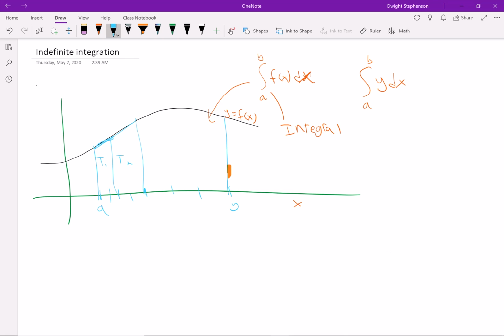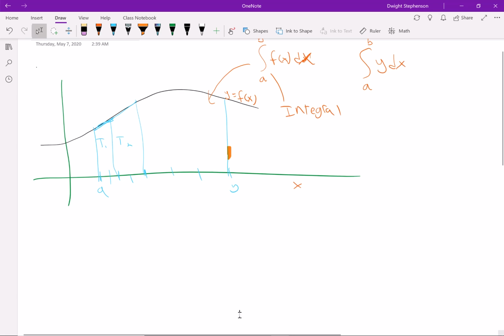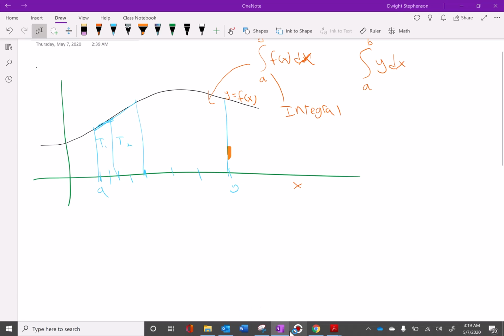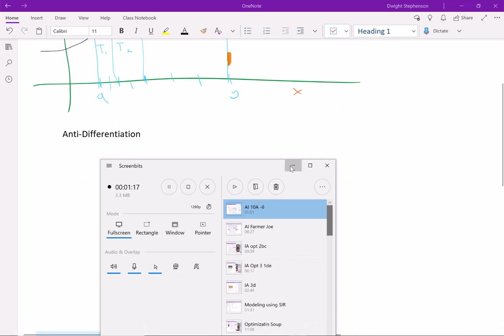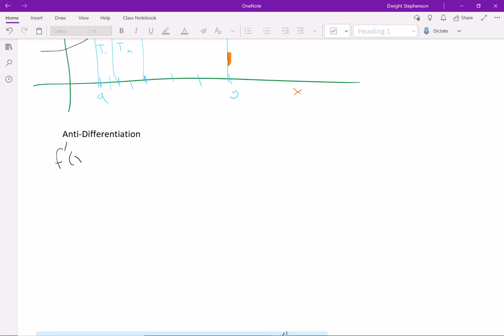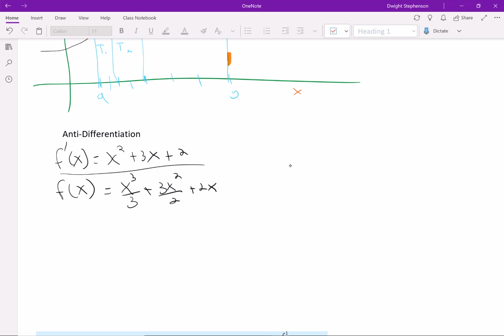What we've also learned already is anti-differentiation. And anti-differentiation was the idea that if you're given the derivative, like f prime of x equals x squared plus 3x plus 2, then you can find the original function, right, which is the opposite of that derivative. Like what function do I have to take the derivative of to get here? In this case, you get x to the third over 3 plus 3x squared over 2 plus 2x plus c, where c is the constant of integration.